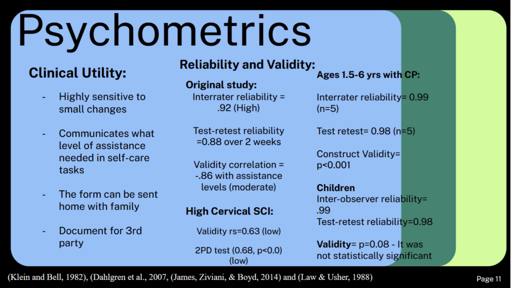The last article I found was for children, and the inter-observer reliability is 0.99, which is high. The test-retest reliability is 0.98, which is also high. The validity is p equals 0.08, which is not statistically significant.